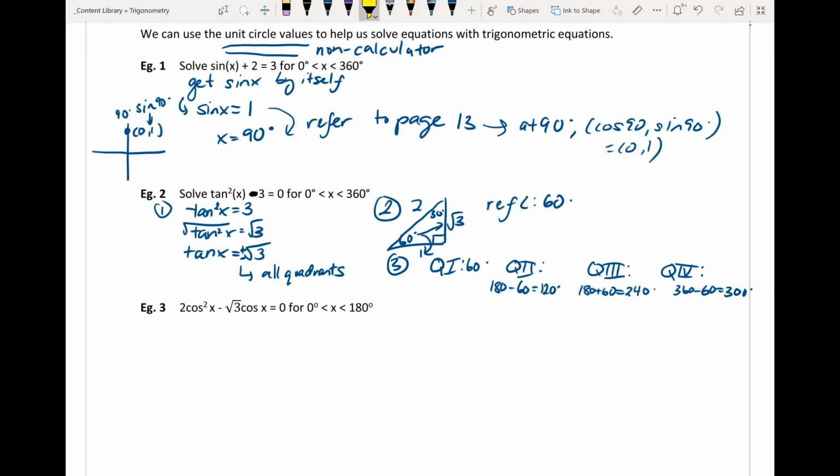And that is our answer. We have an angle in quadrant 1, 2, 3, and 4. And if you look at the domain in the original question, we were looking for an answer between 0 and 360 degrees. If you check your work, all 4 angles are in that domain.